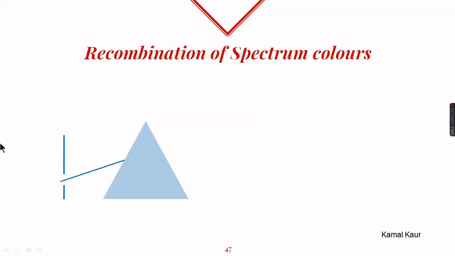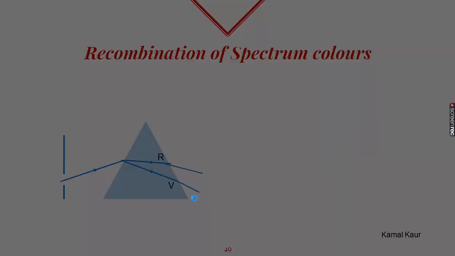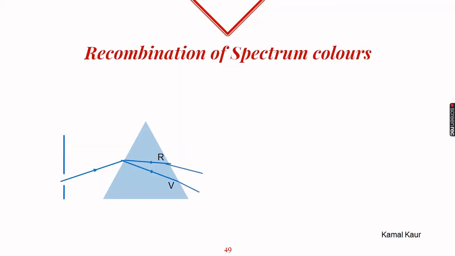So first we will draw a triangle and then show incident light through a slit. Now the purpose of the slit here is to obtain a narrow beam of light. When this ray passes through the prism, it will split up into 7 colors. We are showing only 2 extreme colors, violet and red. After it comes out, it further changes its path. At this point, we will keep another prism which is identical, but we'll keep it upside down.